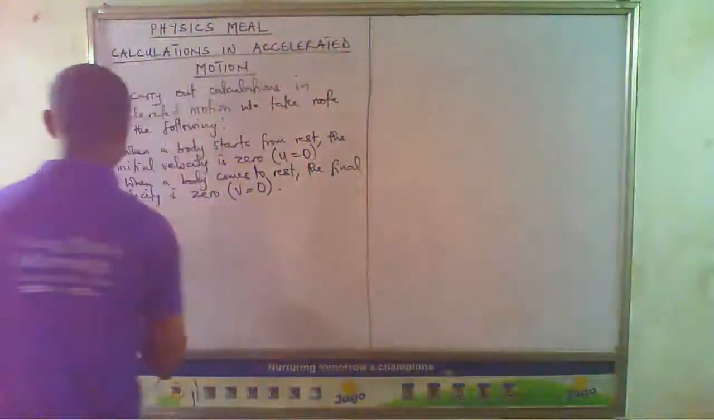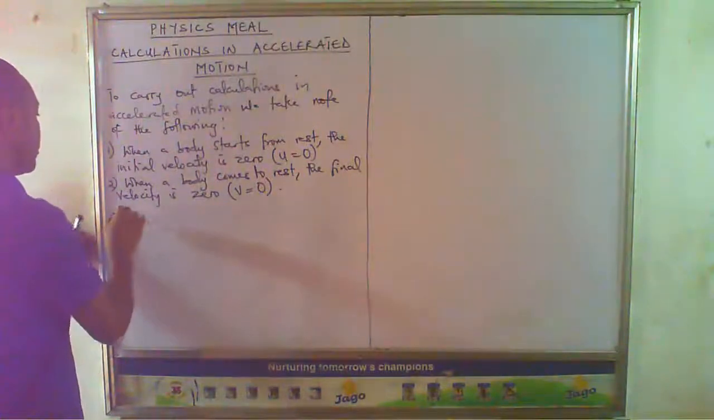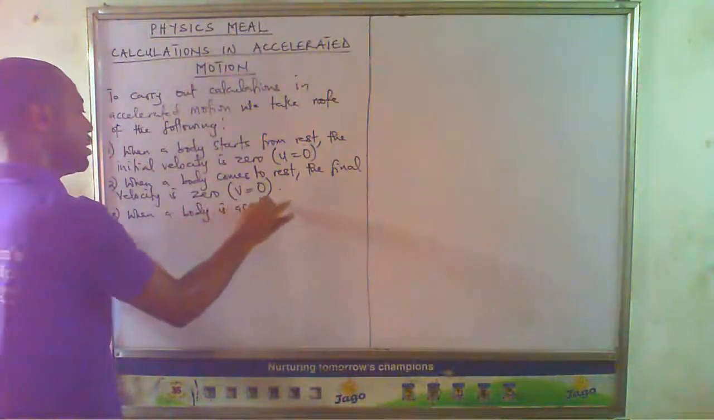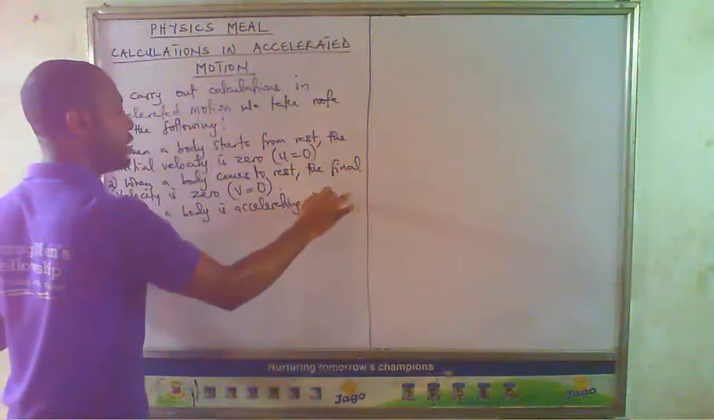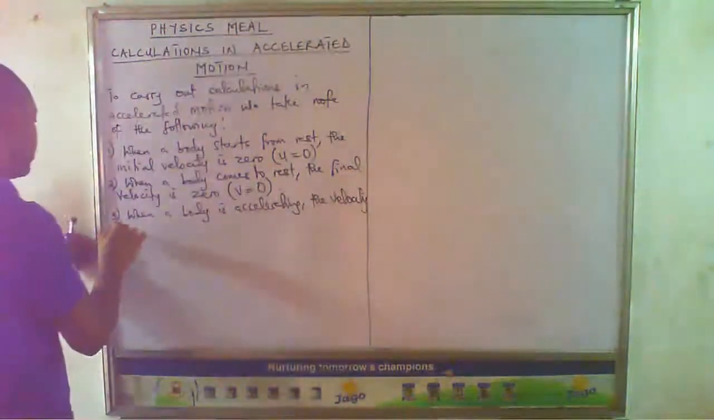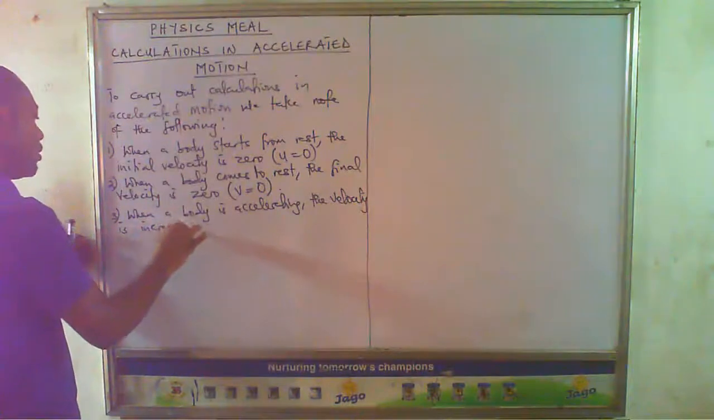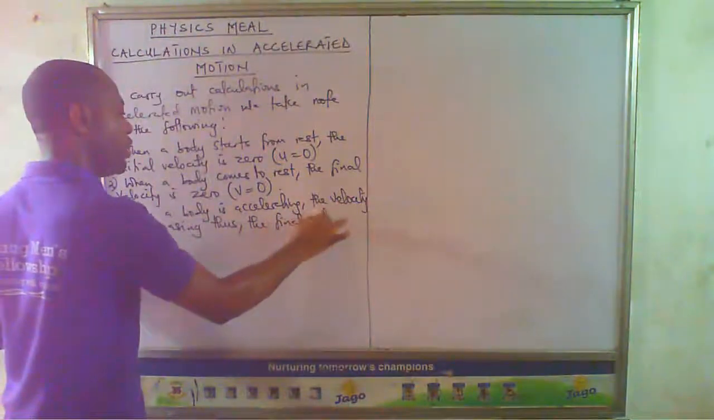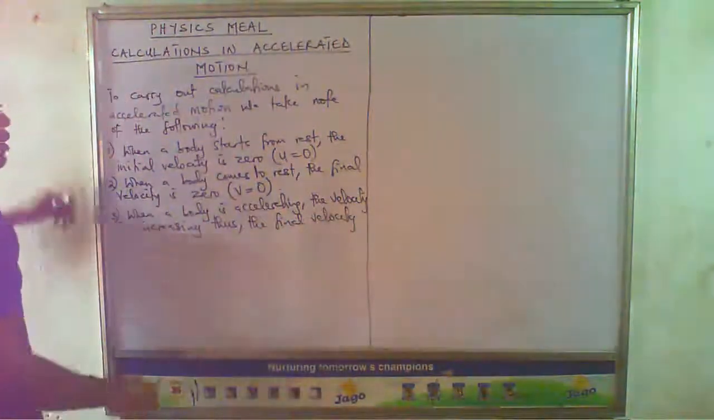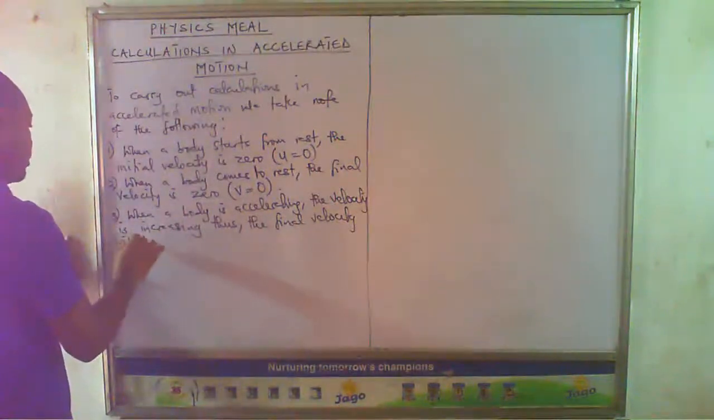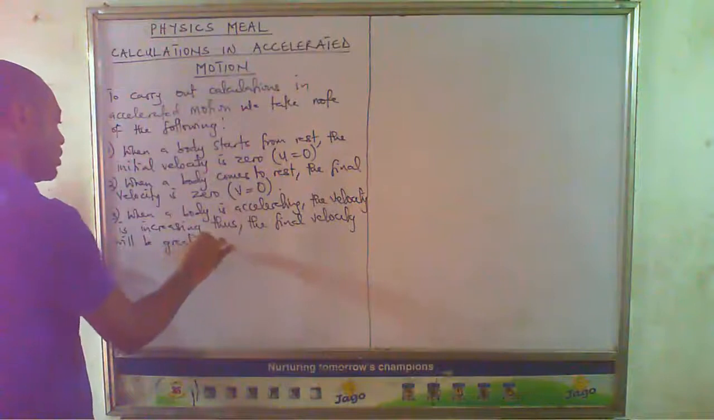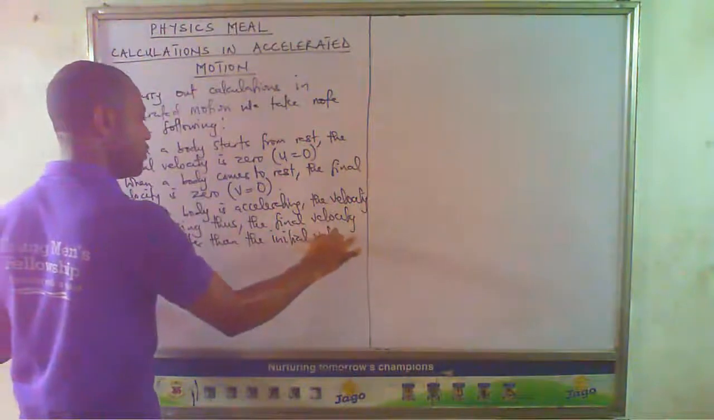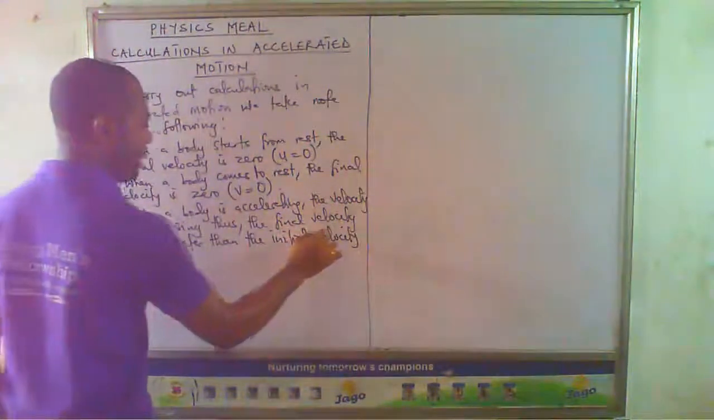Now, when a body is accelerating, the velocity is increasing. Thus, the final velocity will be greater than the initial velocity. Okay? When a body is accelerating.